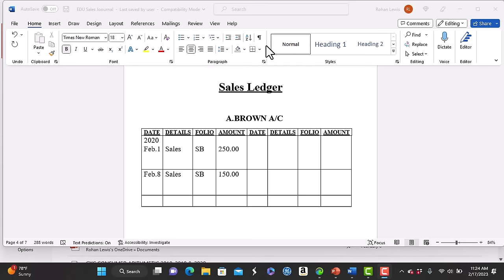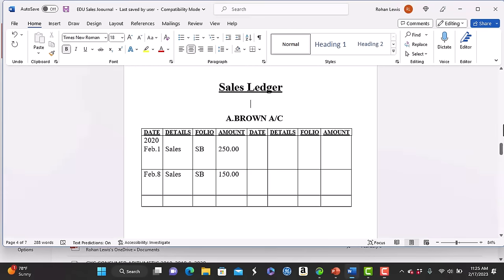The second step in this example is the relevant personal accounts in the sales ledger. These are the accounts of our customers. A Brown account on the debit side, February 1, sales, the folio being sales book as it comes from the sales book, the amount 250. On February 8th, again, A Brown bought goods from us on credit, so we put sales, SB for sales book, and the amount 150. So this is in A Brown's account.